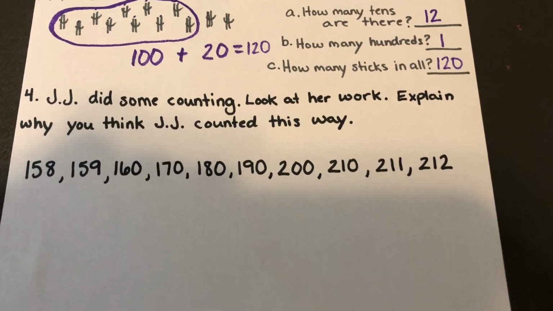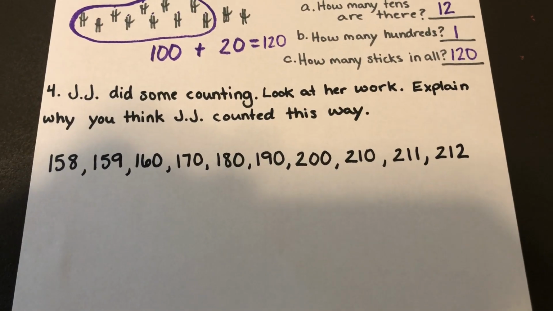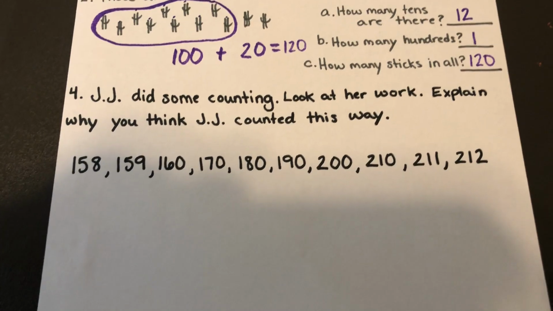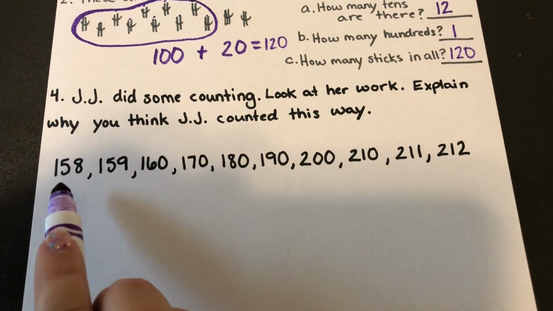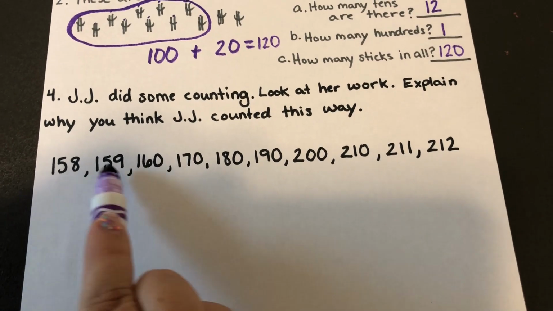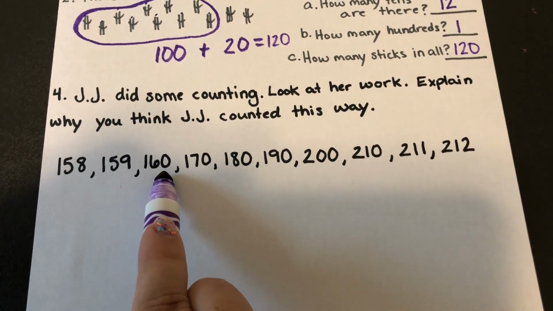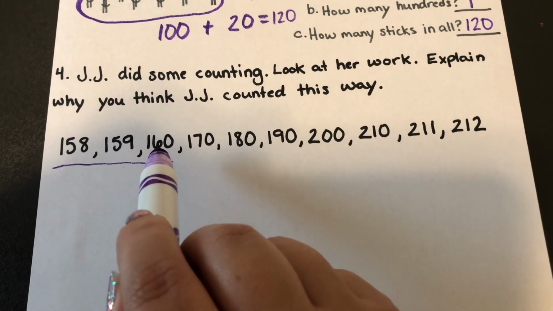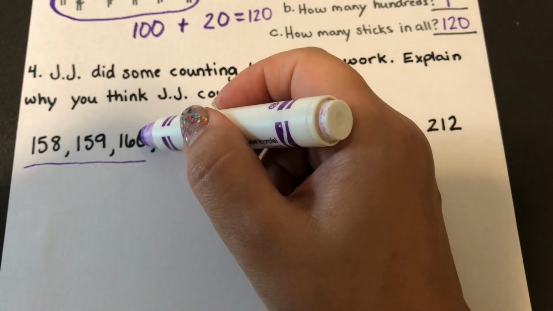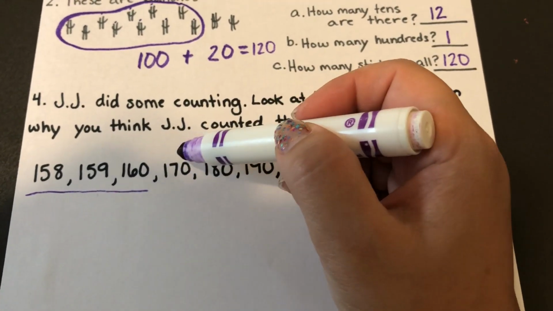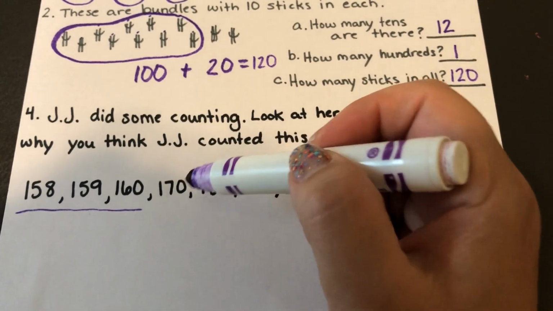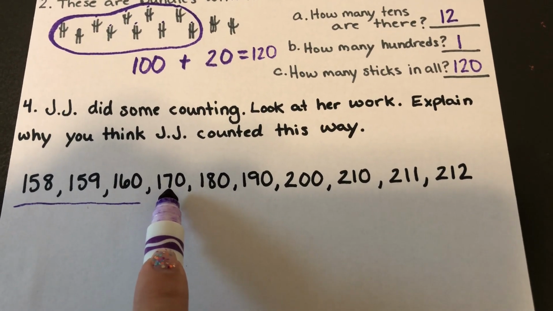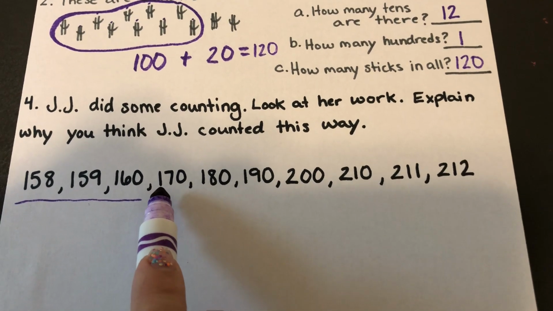The next one says, JJ did some counting. Look at her work. Explain why you think JJ counted this way. All right, so when I look at her work, I see that she started at 158, 159, 160. So in this section right here, she's counting by ones. If she was going to keep counting by ones, the next number would be 161, but it's not. It's 170.